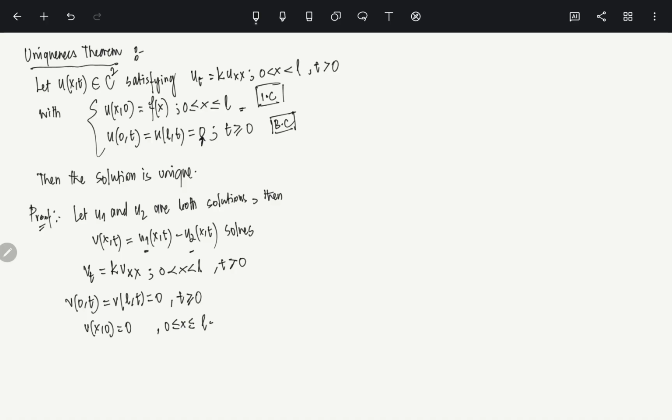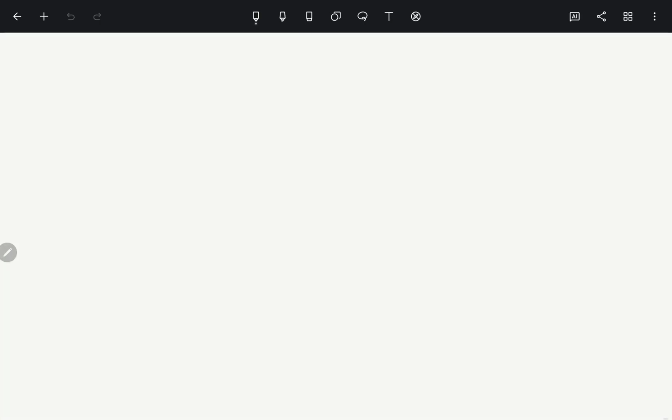Now for this system, what we need to do is define something called the energy function. Remember, we did a similar thing for the wave equation. So we define an energy function J(t). The energy of the system in this case is 1/(2k) times the integral from 0 to L of v squared dx. What we need is to differentiate this with respect to t. So J'(t), we can differentiate it.